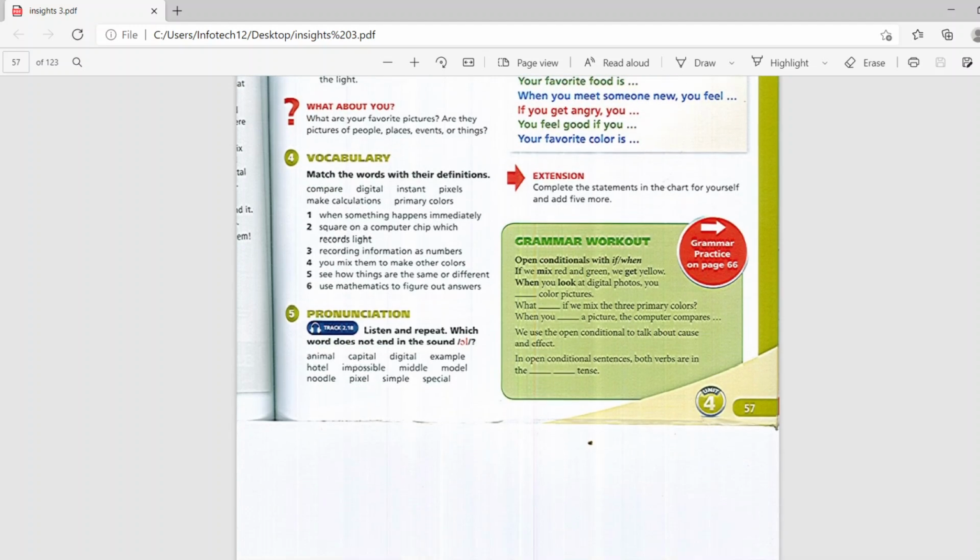Then we are going to have exercise number 5. This is pronunciation. For this one, you are going to listen to the track, the audio. It says, listen and repeat, which word doesn't end in the sound O. Okay? Like, let's say, for example, special or animal. Okay? That's the correct sound. So just pay attention and listen.